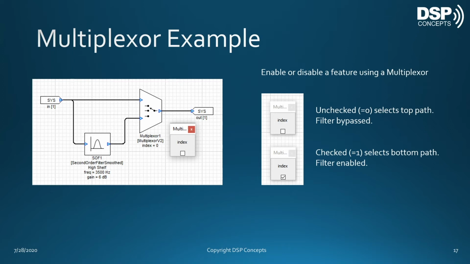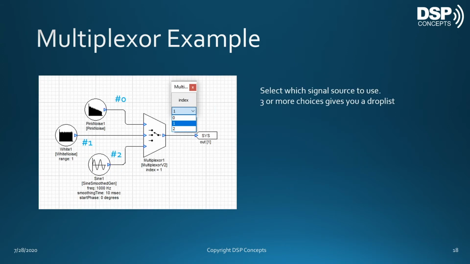So this example shows what happens when there are 2 things to select from. When there are 3 or more, instead of a checkbox, you now get a drop list. And then that drop list will adjust based on the number of inputs and outputs you have.